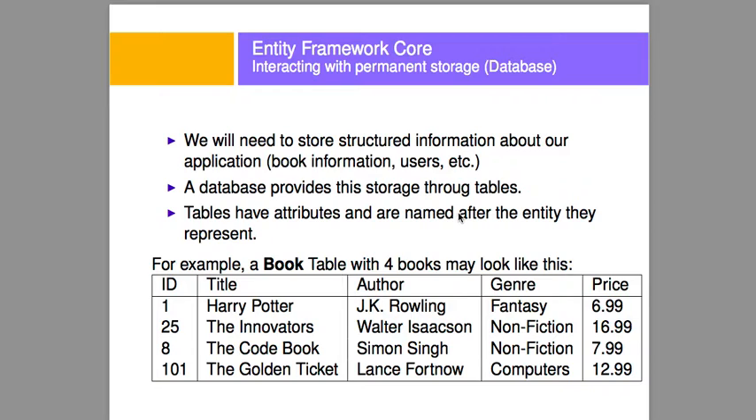That's called persistence. Now, tables have attributes and are named after the entity they represent. For example, a table book will have stuff about books. We'll have a book ID, like some identifier, a title, an author, a genre, a price, and who knows what else. For example, a table book with 4 rows might look like this. The first book is Harry Potter, this is the author, fantasy is the genre, that's the price. This is what a table might look like.